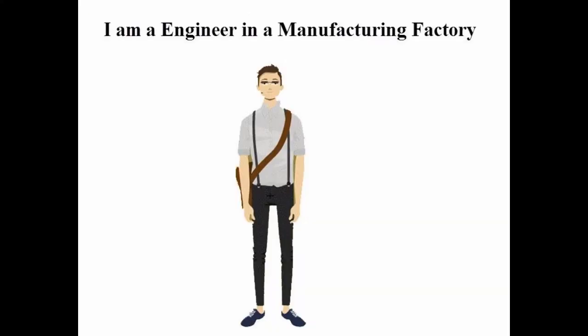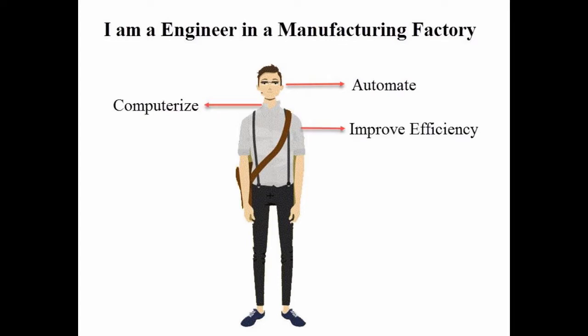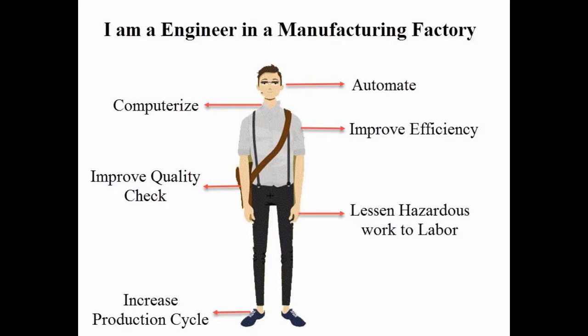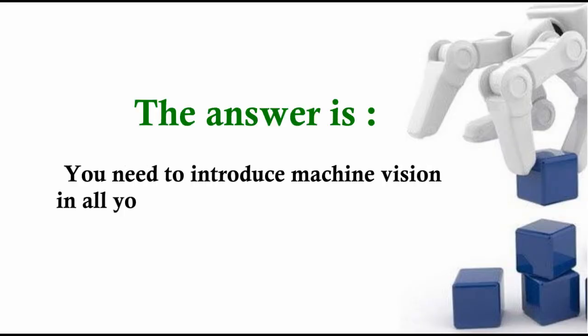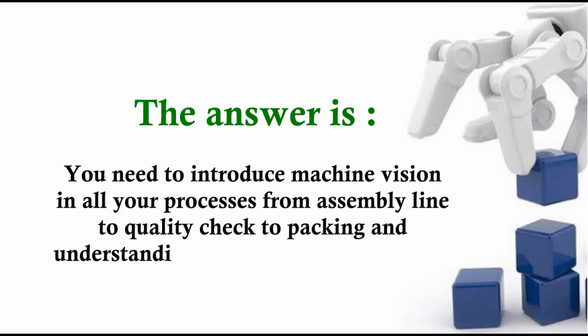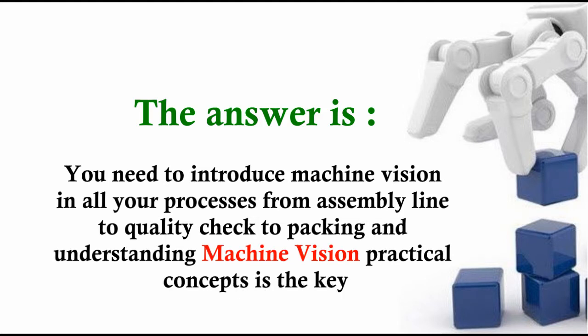I am an engineer in a manufacturing factory. I am given the task to automate, to computerize, to improve quality, to increase production cycle, to lessen hazardous work to labor. The question in front of me is, how? The answer is, you need to introduce machine vision in all your processes from assembly line, to quality check, to packing, and understanding. Machine vision practical concepts is the key.